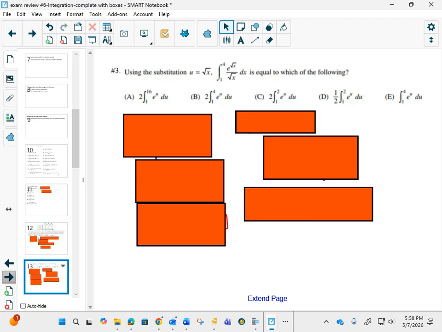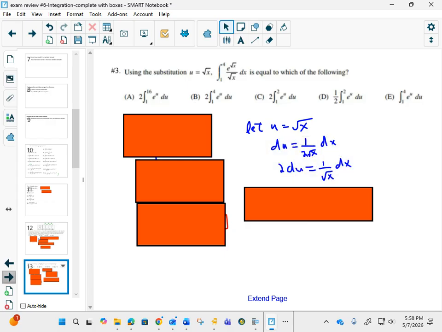Using the u substitution. It's nice they even told you what to substitute. I love when they say that. Okay, this is equal to which one? Well, if I make u equal to the square root of x, then the derivative will be 1 over 2 root x. Does that match up? Well, I'm going to have to move the 2 over to the other side. It'll work.